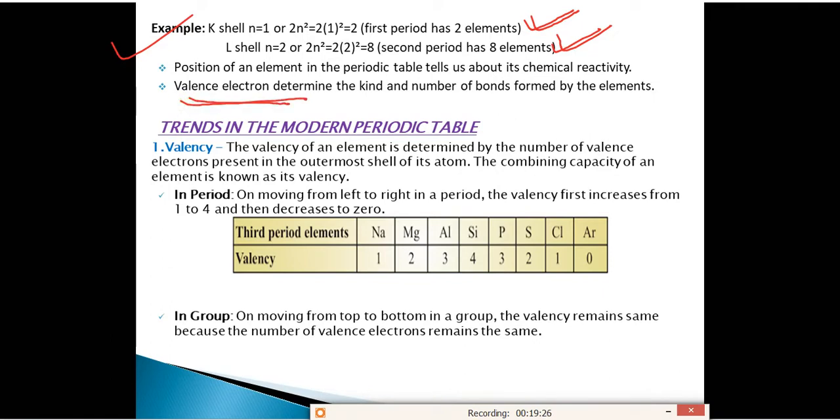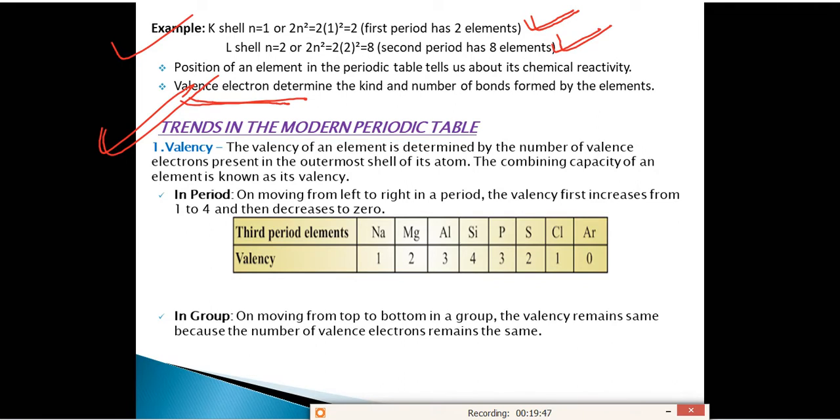Valence electrons play a very important role for the elements. The properties of the elements depend on their valence electrons. Correct? Now the most important topic which we are going to discuss is trends in the modern periodic table. Lots of reasoning questions and application-based questions are asked from here.